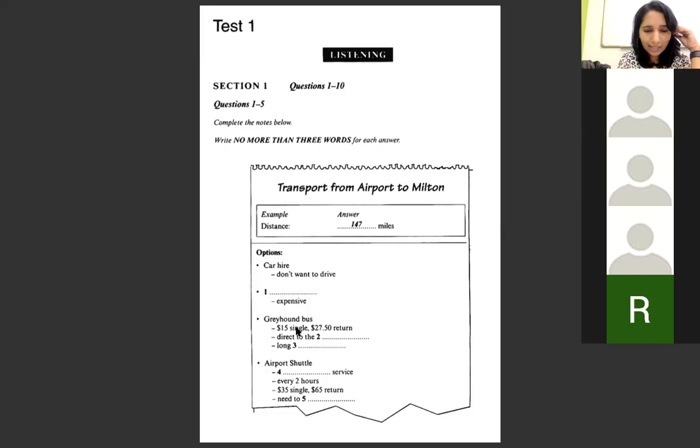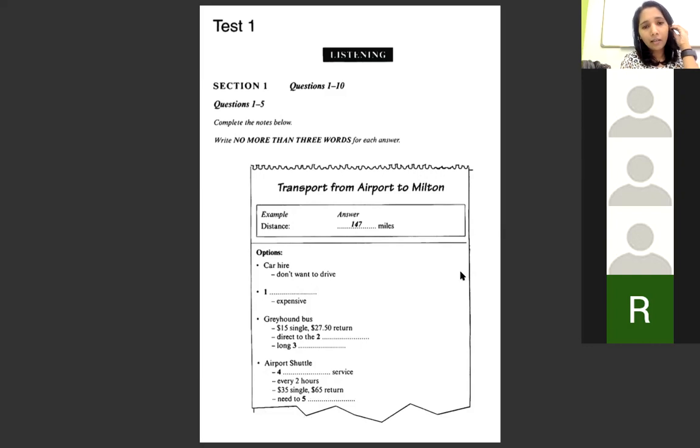So this is a single service is so much, return is so much. So this would be some service, maybe it could be single or roundabout or some kind of a thing. Then you see it's every 2 hours, and then $35 for single, $65 for return journey as well. You need to book or something. So you try and look at your blanks and try to predict what information you're looking at.